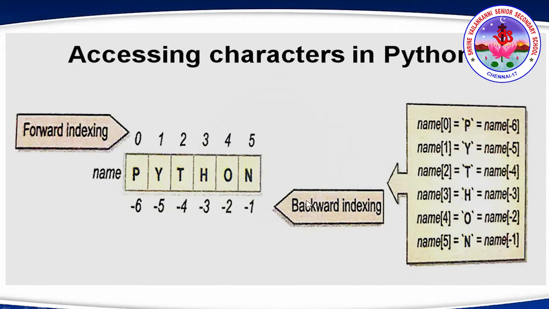Backward indexing, just imagine the number line. It starts from your right and moves towards the left, from the last character to the first character. That's how it is explained here. If it's forward indexing, how is the indexing given and how is the character identified? If it's negative or backward indexing, then how do we assign or access the character? That's how it's given here. Please go through it.